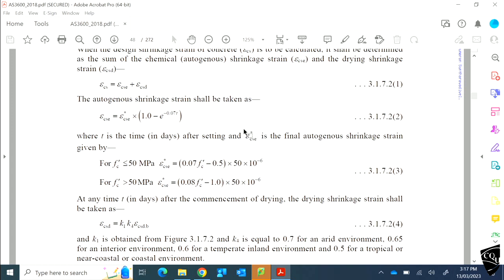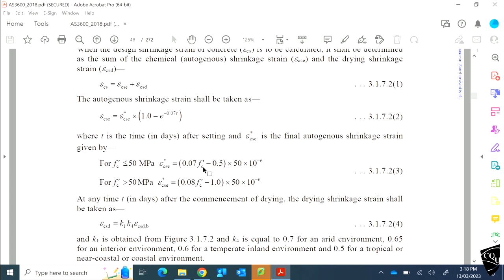this is the final chemical shrinkage. So this will be the maximum, this will be the last. Okay, so as I told, the shrinkage won't happen in one day. It will happen over time. So after 7 or 10 days, it will reach almost 99% of the final chemical shrinkage. So this value, if it is less than 50 MPa concrete, we have to use this value, and if it is more than 50 MPa concrete, this one.